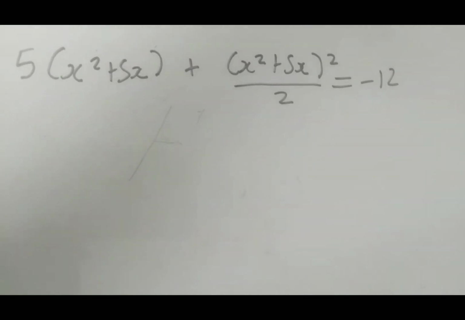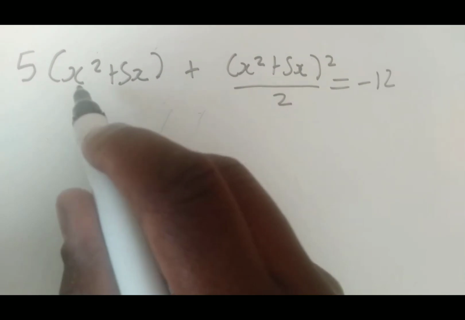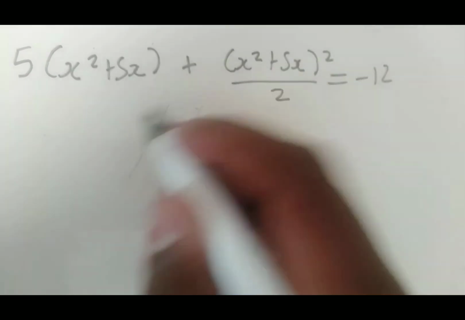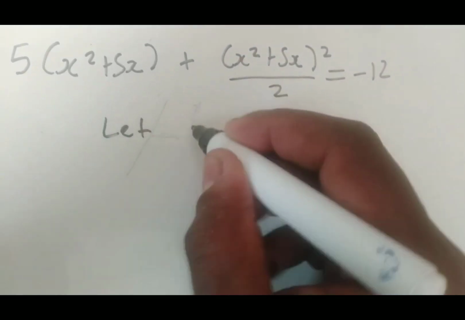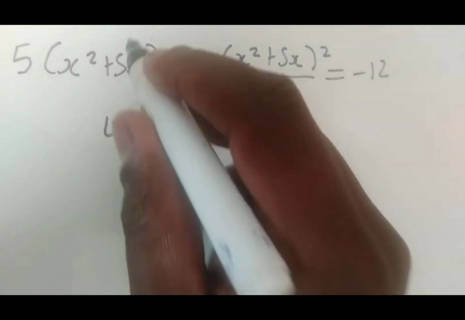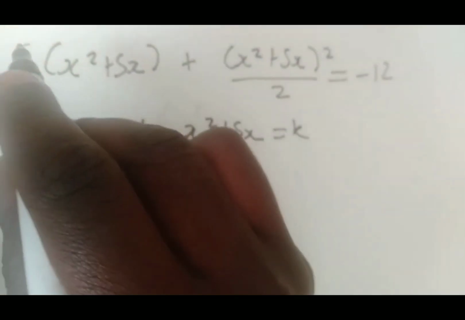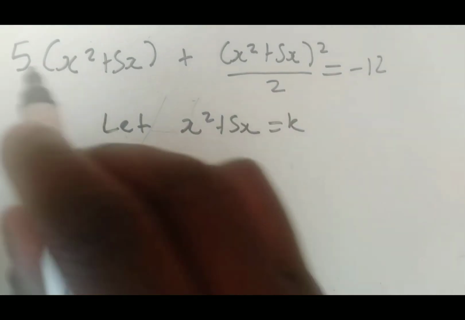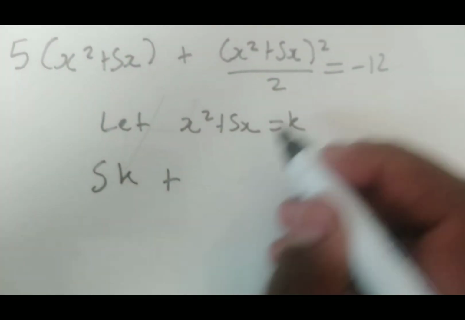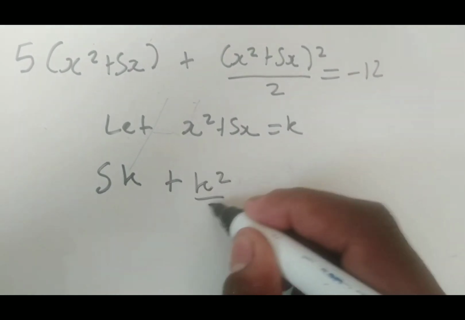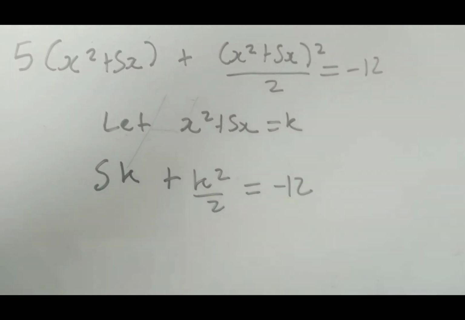So what do I mean by the K method? We look for things that are similar. Notice the brackets are similar. So I will say let that bracket that is similar be equals to K. Then in place of that bracket, I'm going to put K. Since there was a 5 in front of it, notice I didn't pick the whole thing because there's not another 5 there. So then I will say 5k plus. Since the 5 is in front of this bracket, I put 5k. And now this bracket is the same, but it's squared. So then I will say k squared divided by 2 equals to negative 12. From now I can solve.